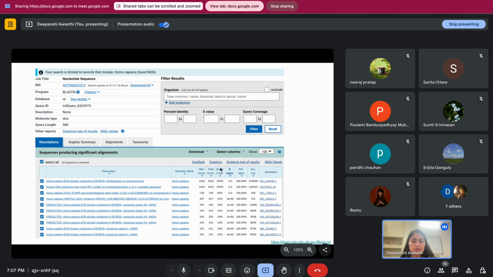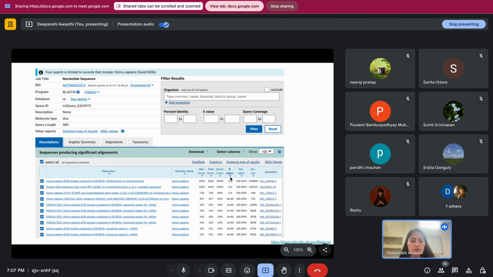Then query cover. Query coverage means that if your query sequence is of a certain length, for example in this case, as it is a nucleotide query, it is 980 nucleotides long, then how much of these nucleotides is aligning to that particular reference sequence which is present in this database. In this case it is giving 100%, which means that all these 980 nucleotides are aligning to 980 nucleotides in the reference sequence as well.